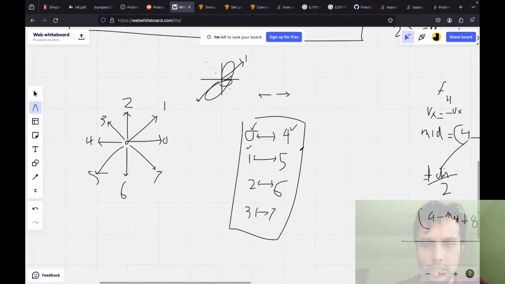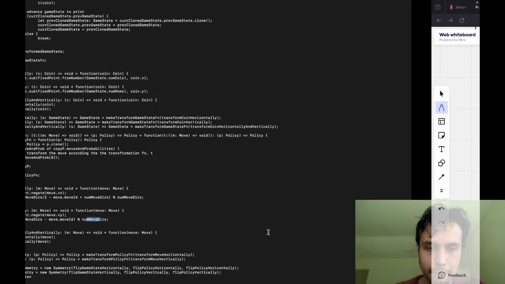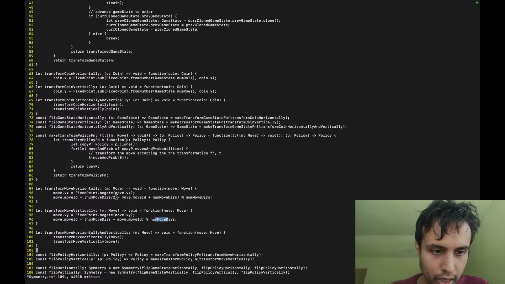I know this is kind of a bit tedious, but I'm just being kind of paranoid, making sure that it works. I'm being complete. So now we have 4 minus 5 is negative 1. Then we add 8 to get rid of the negative. So that's 7. 7 mod 8 is still 7.